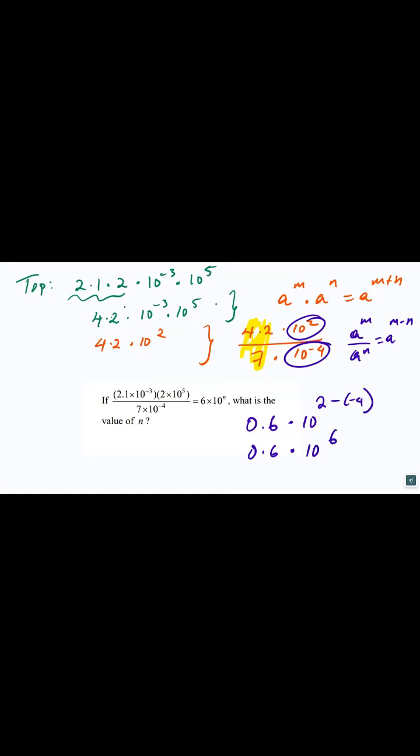So notice here the result is not yet 6 times 10 to n. So what I'm simply going to do is move the decimal place one place to the right. I'm going to separate this, so this is going to be 0.6 times 10 times 10 to 5. Notice here this is 10 to 5, and this 10 is going to move the decimal place one place to the right, so that I get 6 times 10 to 5. As a result, my n is simply going to be equal to 5.